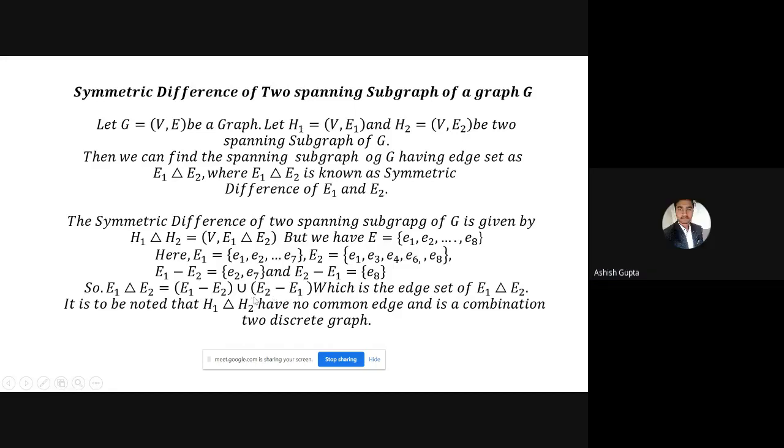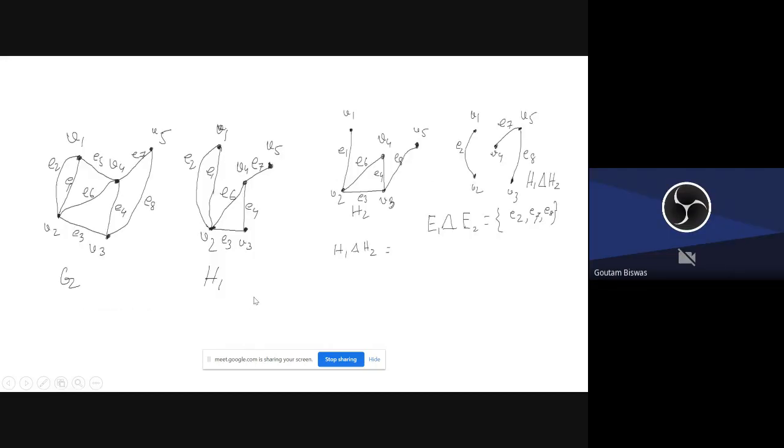Next thing is that I have done it here. This is the V, and this is H1, and this is H2. So this is the spanning subgraph. You see V1, V2, V3, V4, and V5. Here also V1, V2, V3, V4, V5. Only the edge set is different. Here also V1, V2, V3, V4, V5. Only the edge set is different.